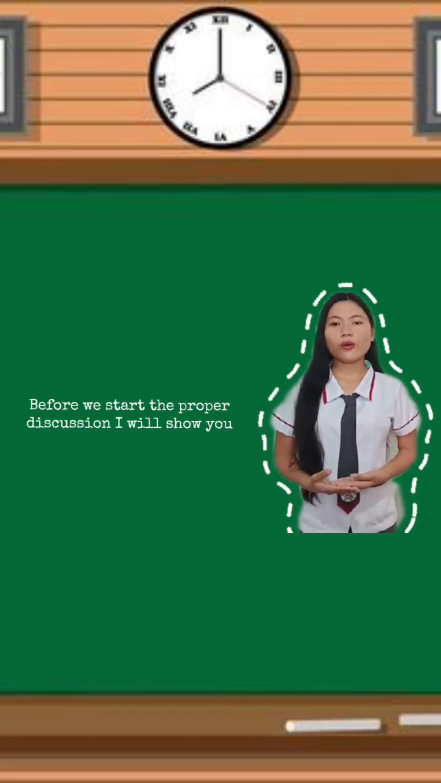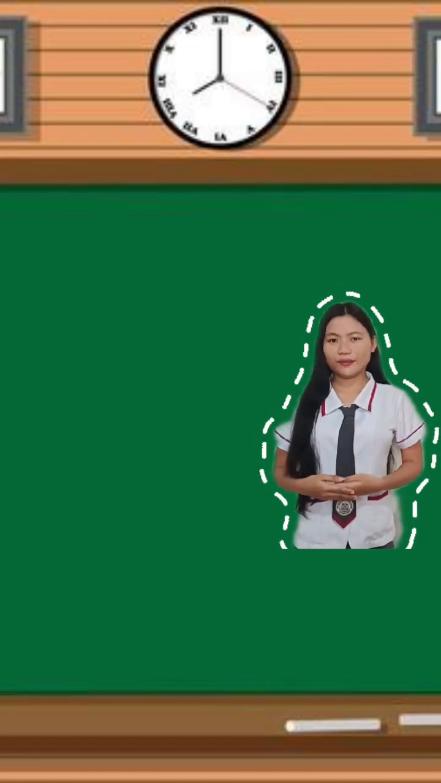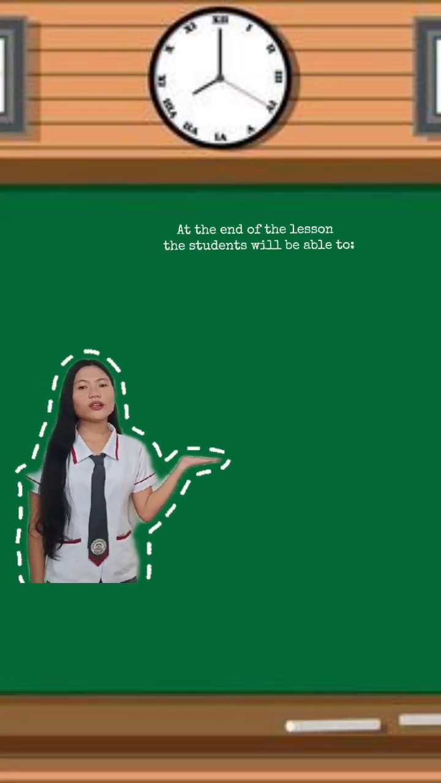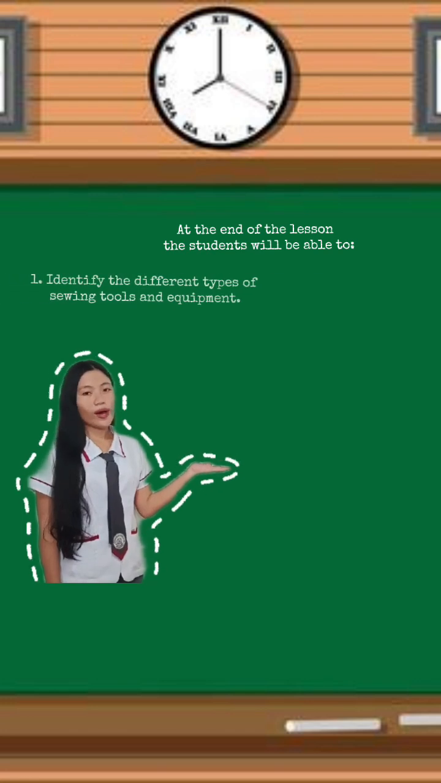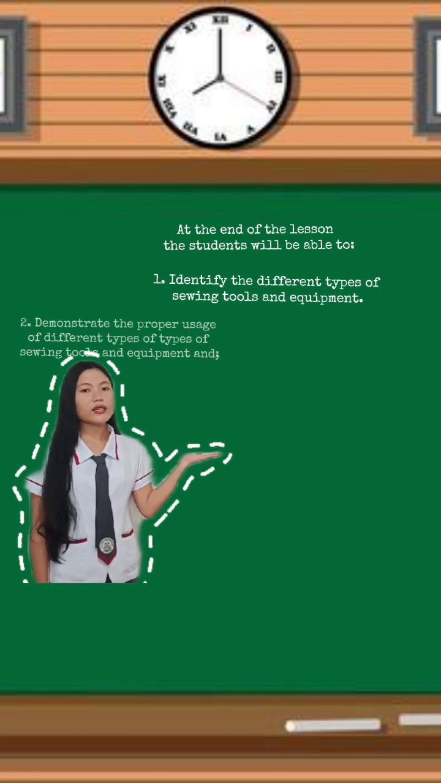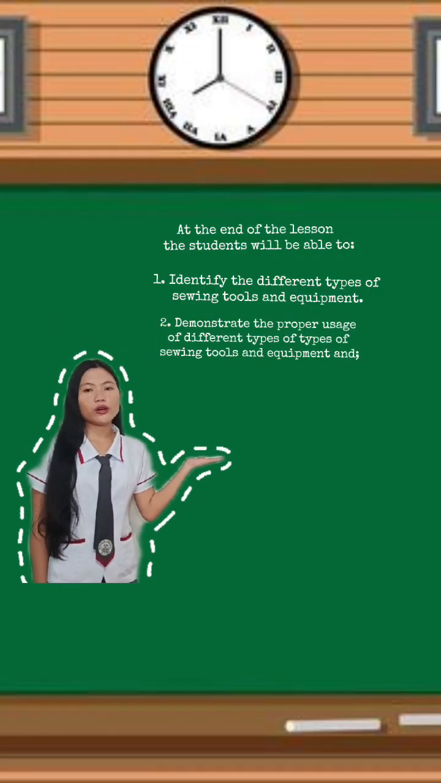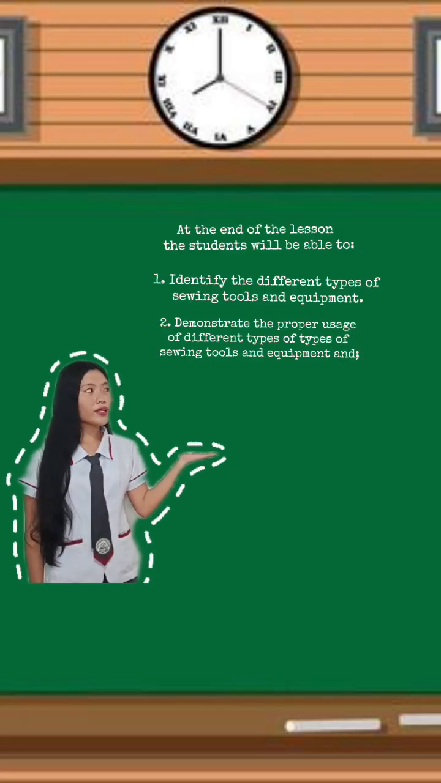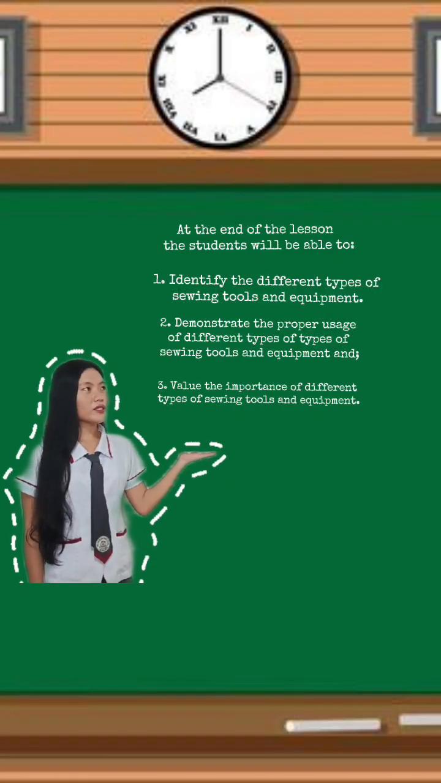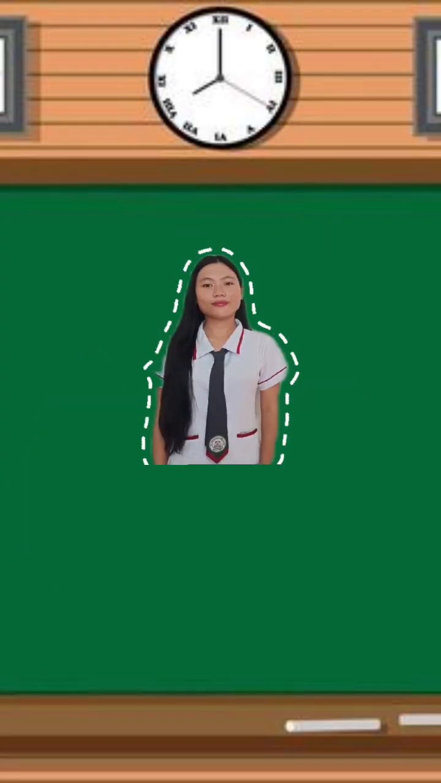Before we start our proper discussion, I will show you the objectives. At the end of the lesson, the students will be able to, number one, identify the different types of sewing tools and equipment. Number two, demonstrate the proper usage of different types of sewing tools and equipment. And number three, evaluate the importance of different sewing tools and equipment.